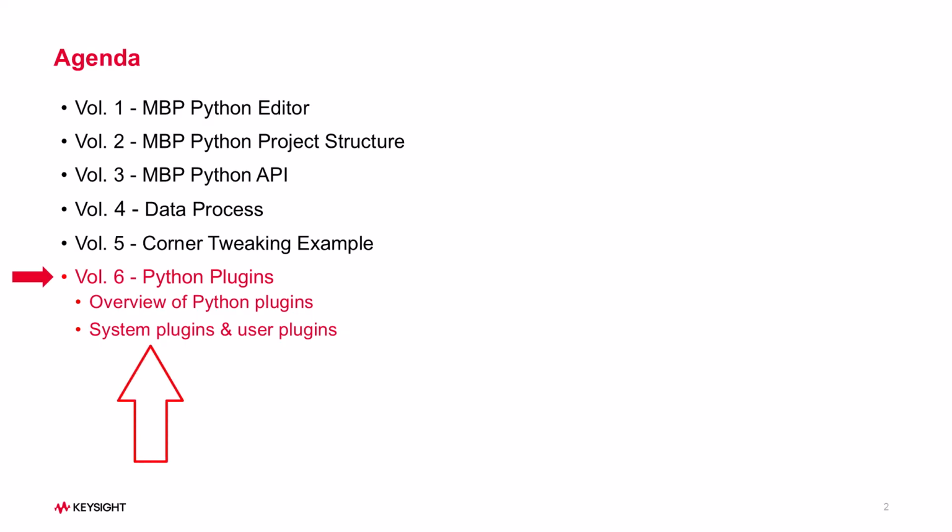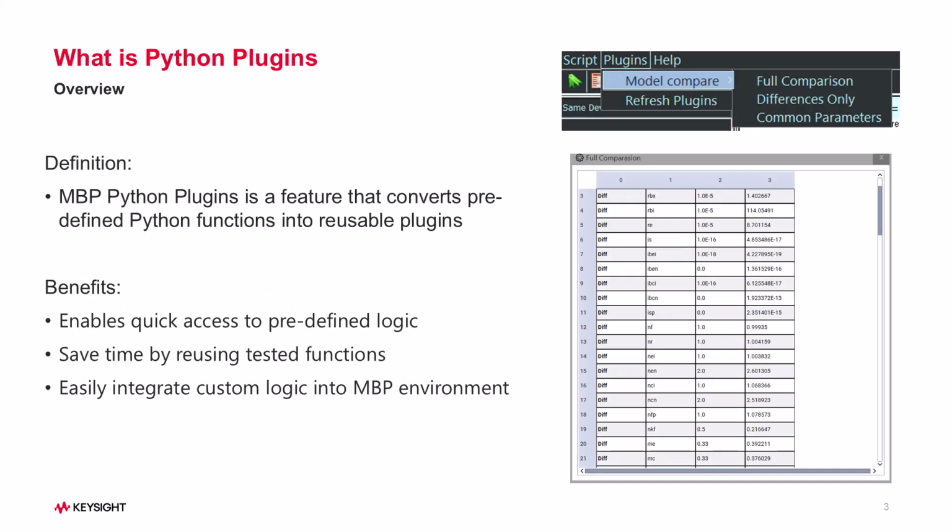System plugins. These are predefined by MBP developers and cannot be modified. User plugins. These are custom Python plugins that you can create based on your specific needs. Next, let's dive into more details. What are Python plugins?